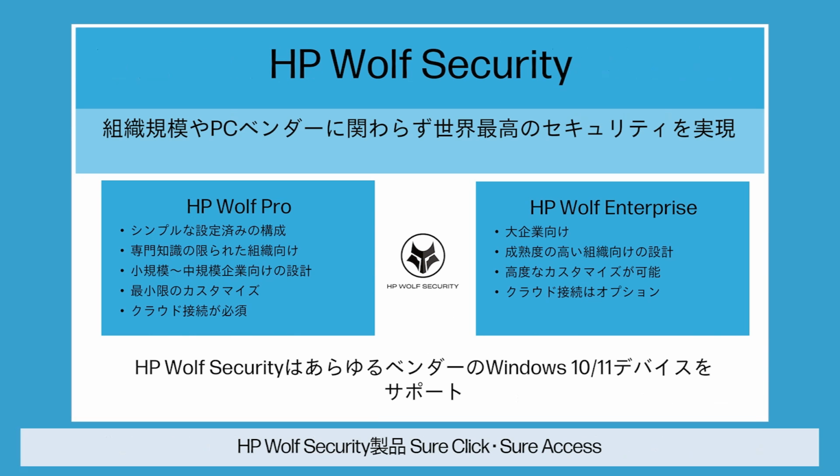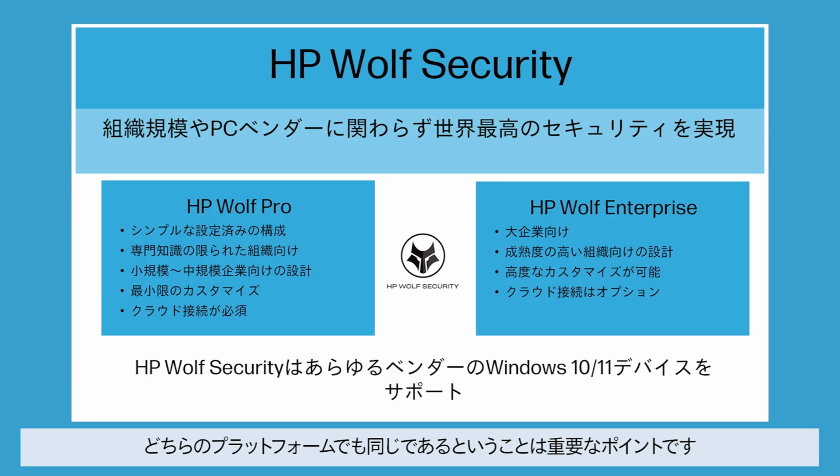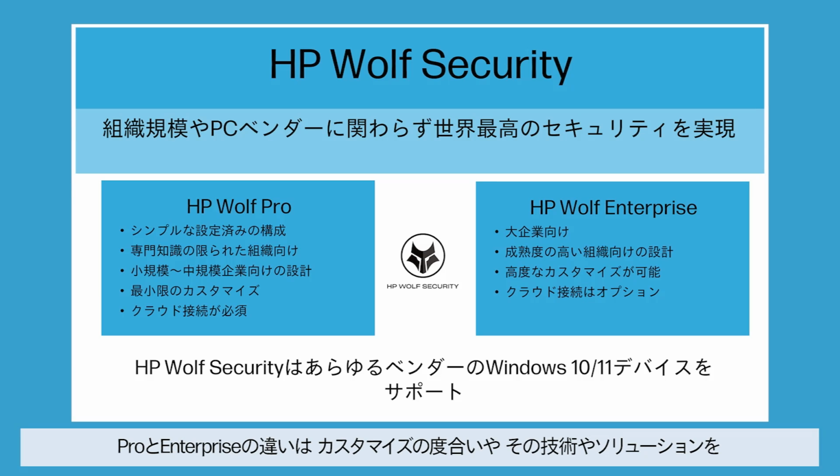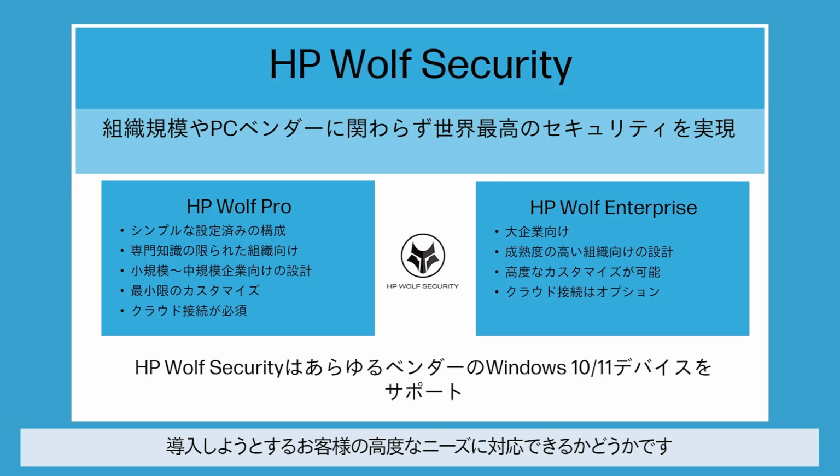When we look at our HP Wolf Security products, our SureClick, our SureAccess, and really the Wolf suite as a whole, we've categorized our products into two categories. We have what we call Pro products and Enterprise products. It's important to understand that the engine that drives these products is the same across both platforms. The difference between Pro and Enterprise products is really about the level of customization or the sophistication of the customer that wants to implement the technology or solution.